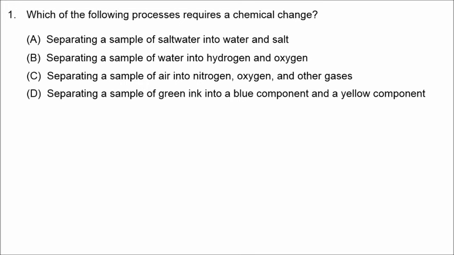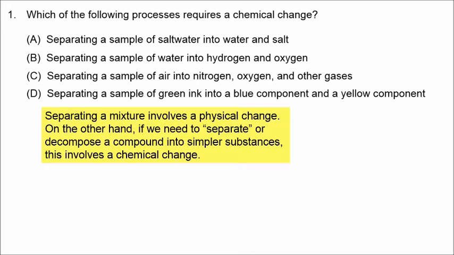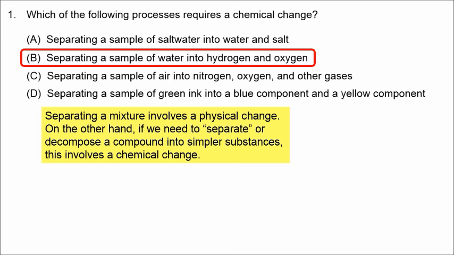3 of these choices involve the separation of a mixture. 1 of these choices, which is the correct answer, involves not really separating, but more decomposing a compound, and that would involve a chemical change. So because salt water, air, and green ink are all mixtures, that's a physical change, but water is a compound that would require a chemical change to break it down. Correct answer is B.